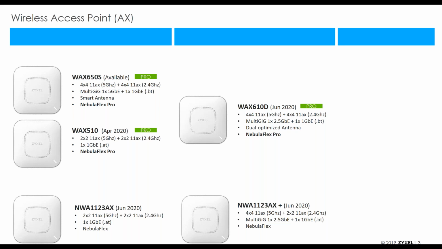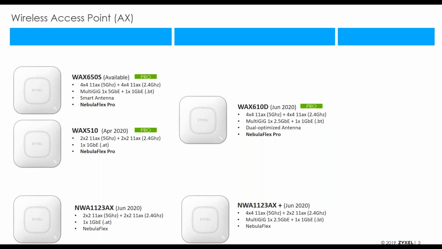That is a 4x4 11AX antenna, both for 5 gigahertz and 2.4 gigahertz. The good thing about these access points is it's all about increasing density and throughput, and you will notice that on this access point they do have a 5 gigabit Ethernet port, and they also have a 1 gigabit pass-through port as well. It is key to note as well that they require the 802.3bt standard, so the Ultra PoE.